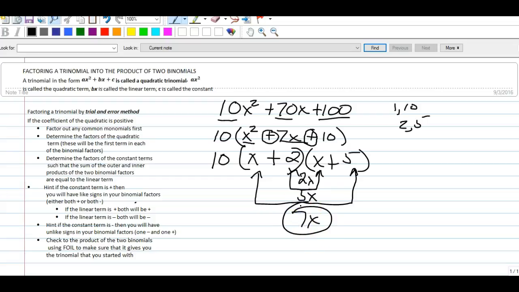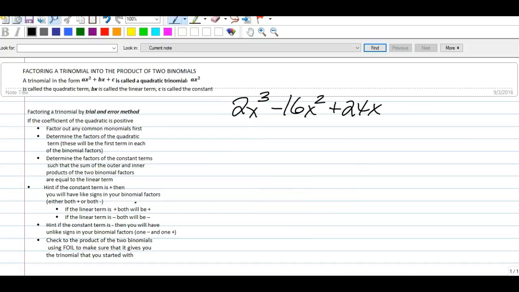And of course, if we check this using FOIL, we get this trinomial here. It doesn't matter where you place the 2 and 5 here. Why? Because both factors here are the same and both signs are the same. If either one of these two had been different, or your signs had been different, then it would make a difference where you place the factors of the constant term.